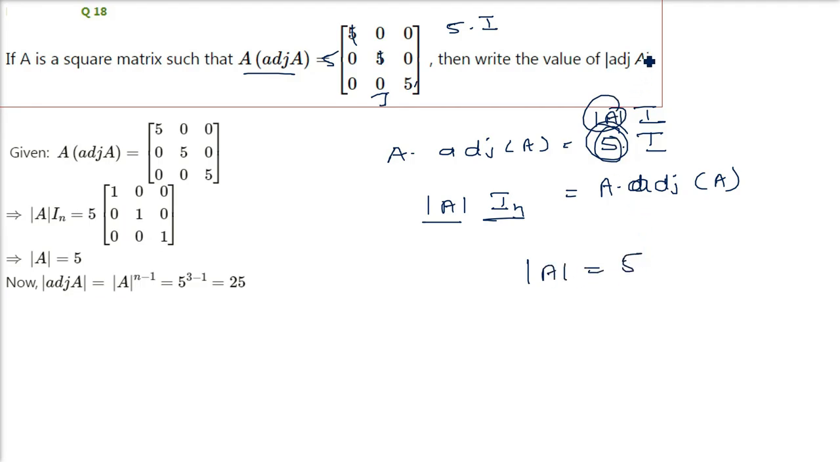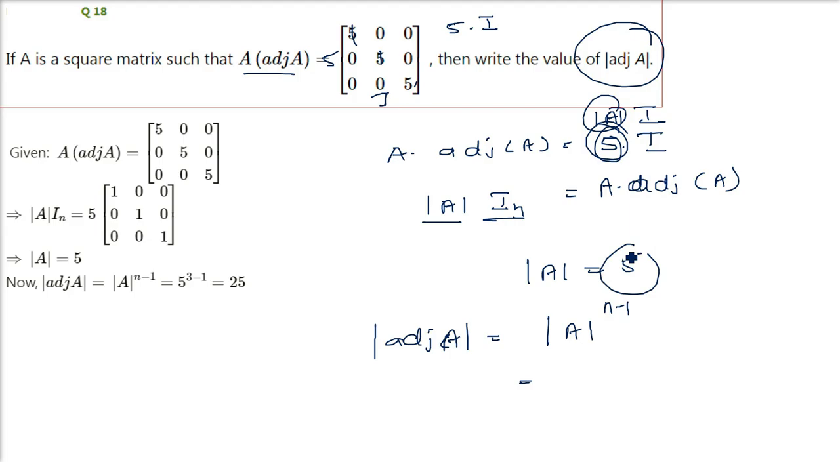Okay. Now in order to find out the determinant of adjoint of A, what do we do? We know the expression determinant of A raised to the power n minus 1, where n is the order of the matrix. Since the matrix is a 3 by 3 square matrix, n you put 3, determinant of A you put 5, 5 raised to 3 minus 1, 5 square is 25. This is your answer.